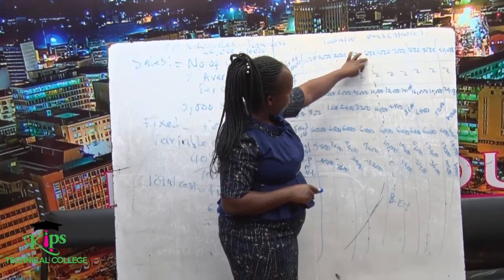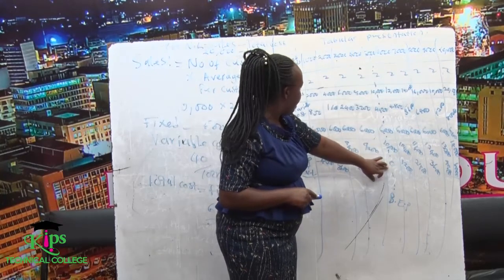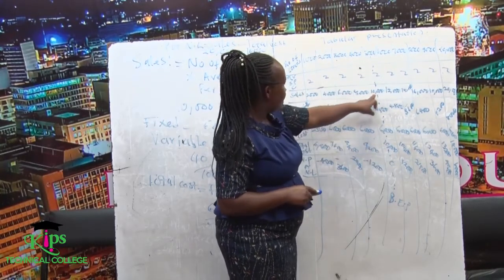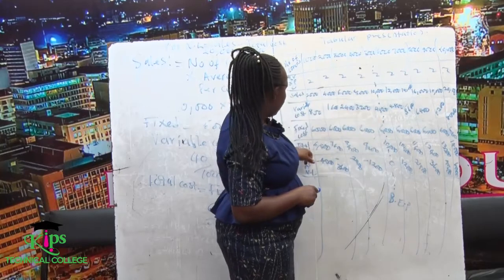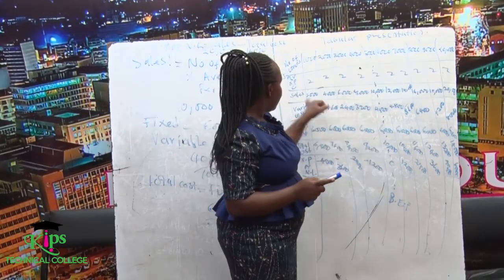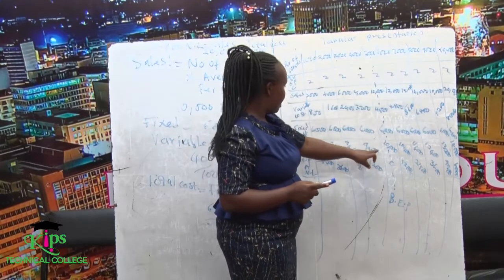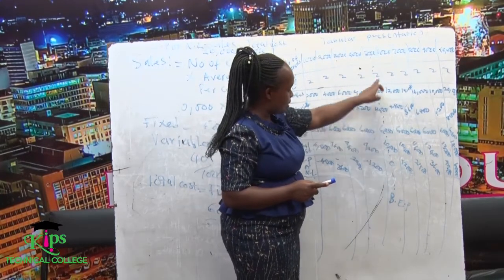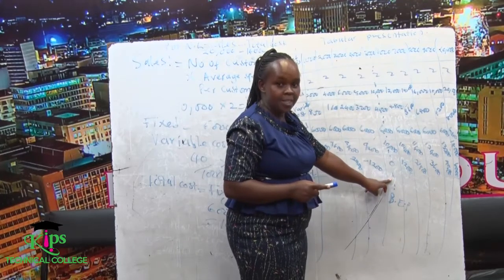Now we go to our chart. This is where our break-even comes. The sales is 10,000 and the total cost is 10,000. So if you look at it, sales is 10,000 and total cost is 10,000. So our business is not making any profit or any loss.